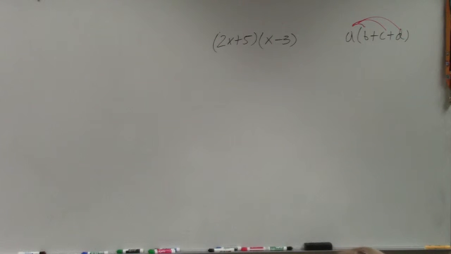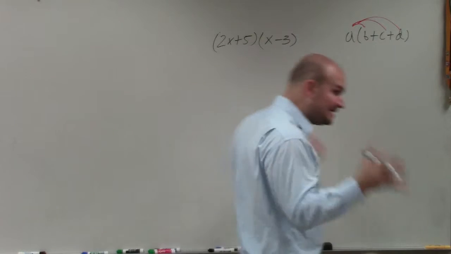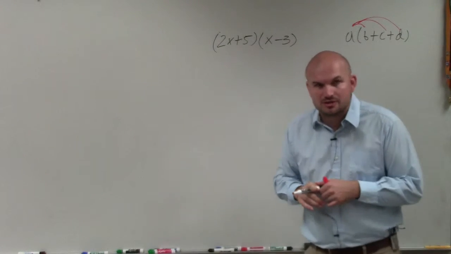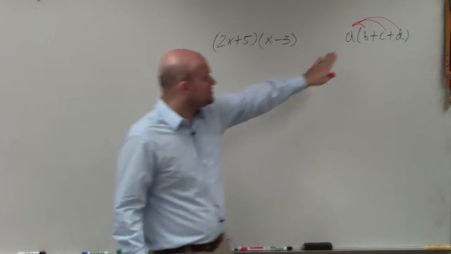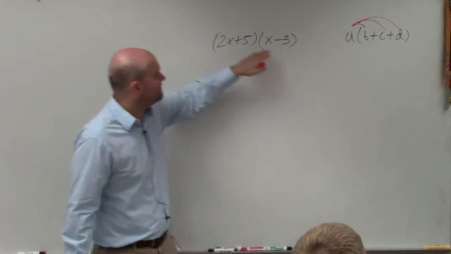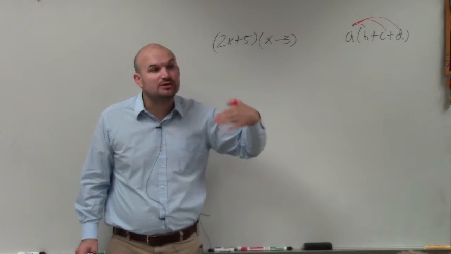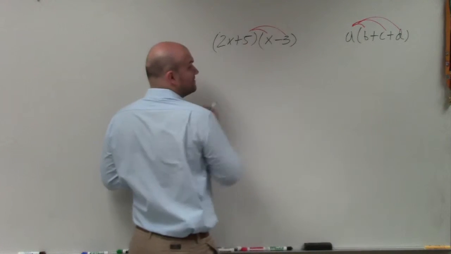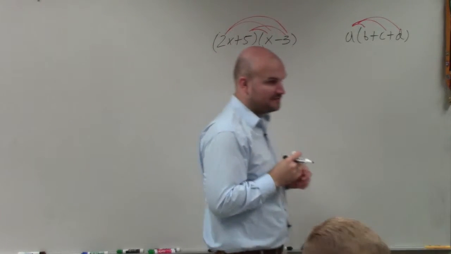Let's get into binomials times binomials, which would be very, very important, especially getting prepared for next units. Rather than just having a term multiplied by an expression, now we have an expression multiplied by an expression. However, the rules of distributive properties still apply. I need to multiply the 5 times the x, 5 times the negative 3, and the 2x times the x, and the 2x times the negative 3.